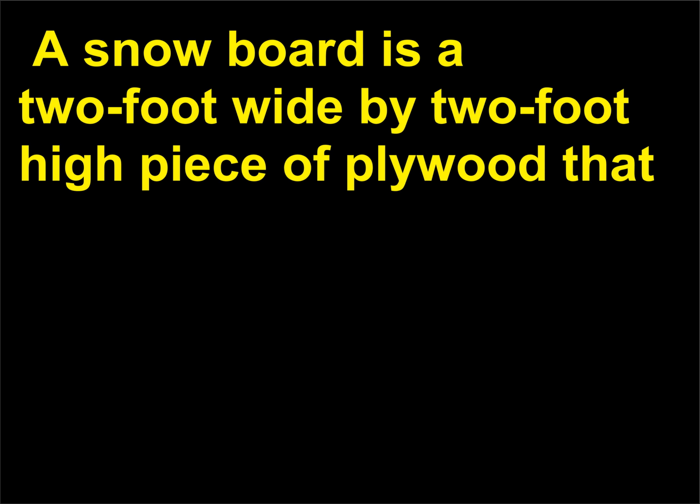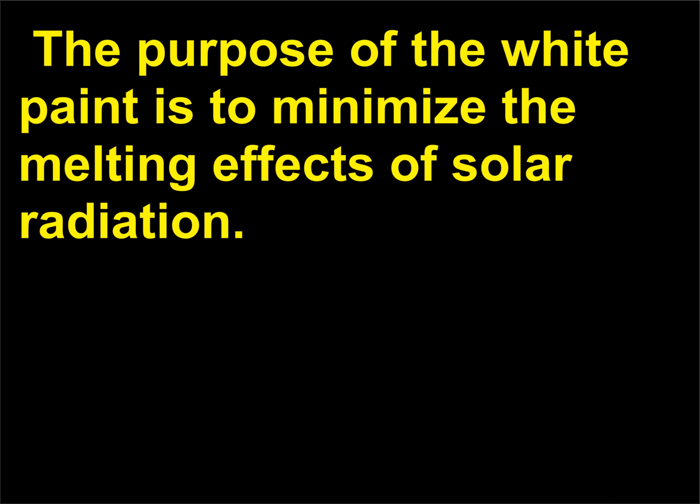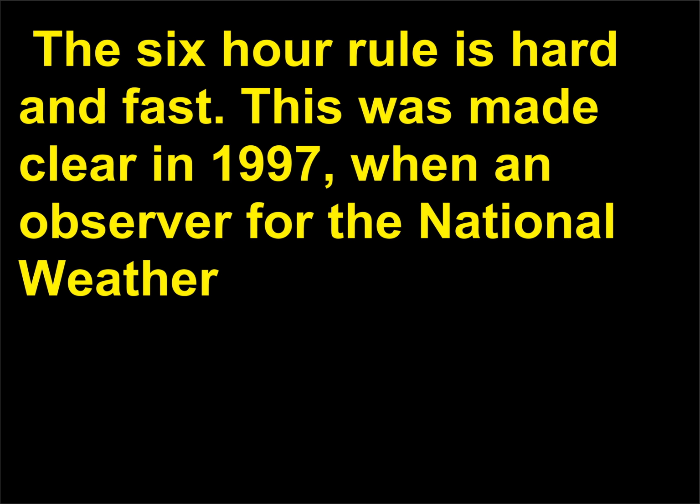A snowboard is a 2-foot wide by 2-foot high piece of plywood that is painted white and put in a location where snow is not likely to drift. The purpose of the white paint is to minimize the melting effects of solar radiation. Snow depth measurements are then taken with a ruler every 6 hours. The 6-hour rule is hard and fast.